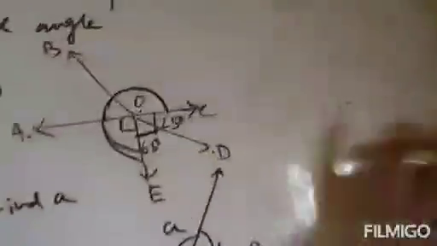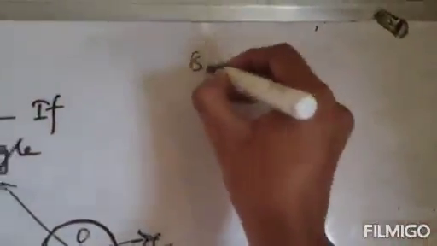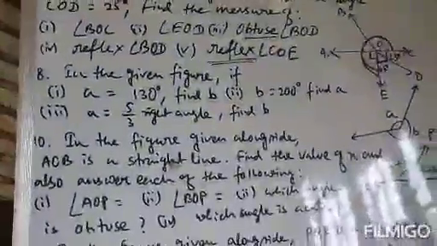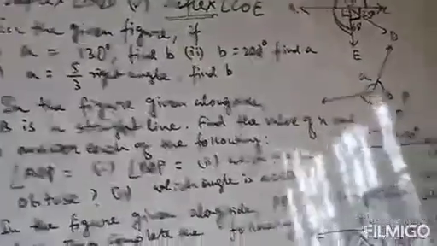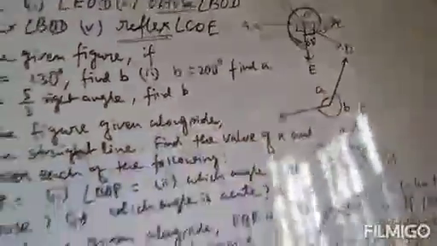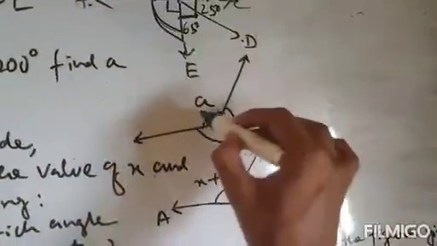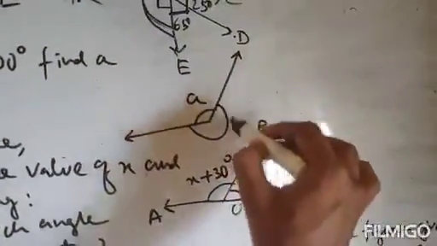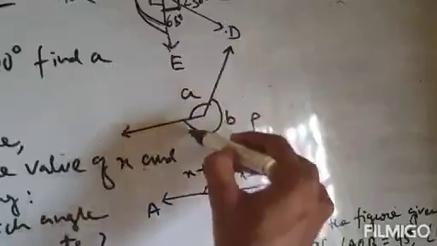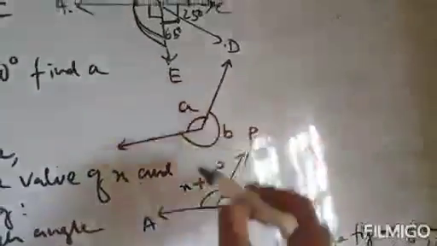Question number 8. It says, in the given figure, if A equals 130 degrees, this is the figure. A is 130 degrees, find B. So here A is given as 130 degrees, and we have to find out B. Now see, this total angle is 360 degrees because it is a complete angle.